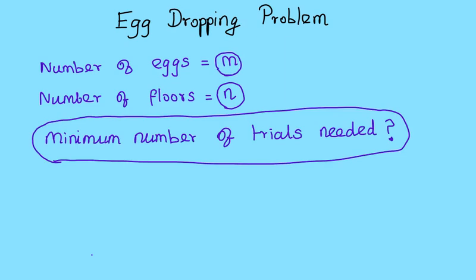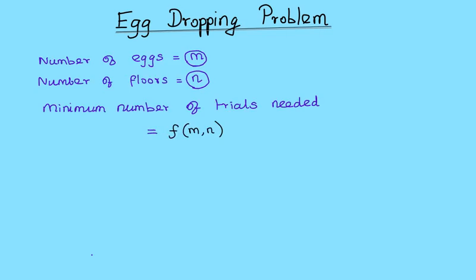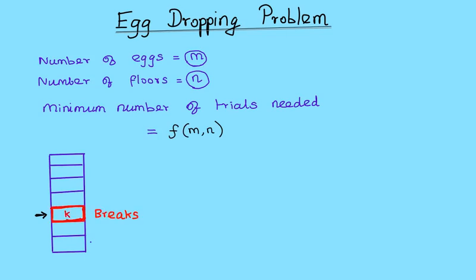So that is it. Let us try to solve the problem. Let the minimum number of trials needed given m number of eggs and n number of floors be f of m comma n. Suppose we start by checking the kth floor first, then there are two cases: the egg breaks or the egg does not break.